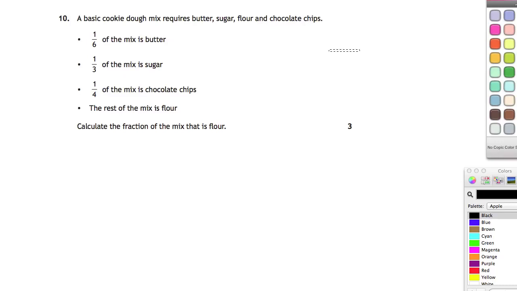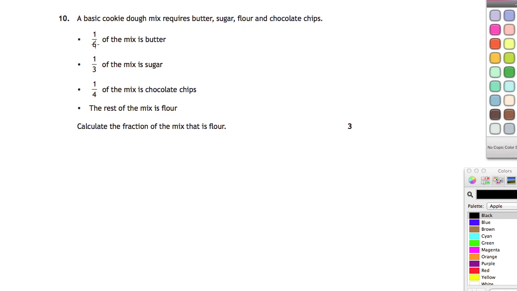Now here is question 10 from paper 1. Again, it's non-calculator. What they want to do is they've got a cookie mix and they just want to work out how much flour is in the mix. They've given you these fractions and they've all got different denominators. So the first thing you want to do is think of a common denominator for them all.